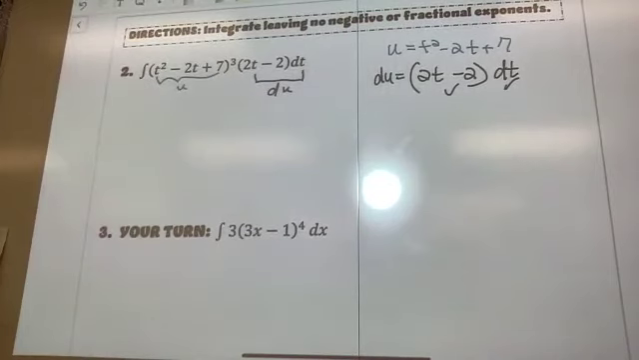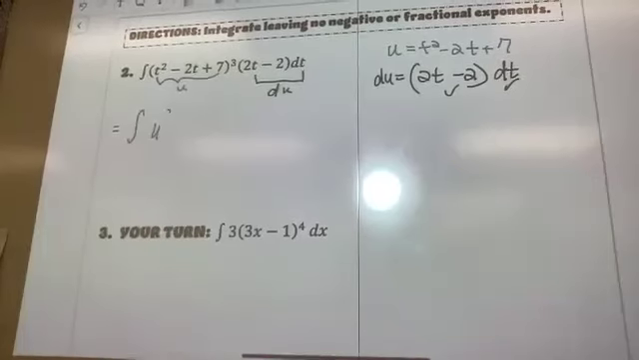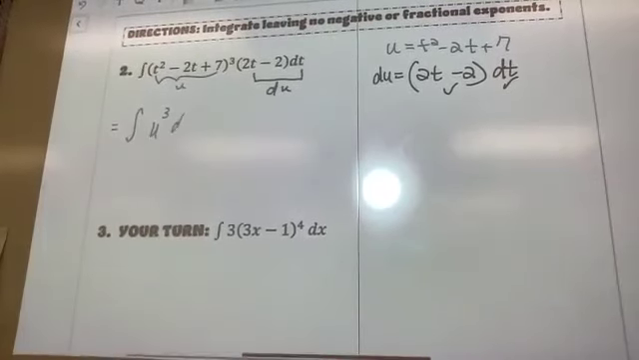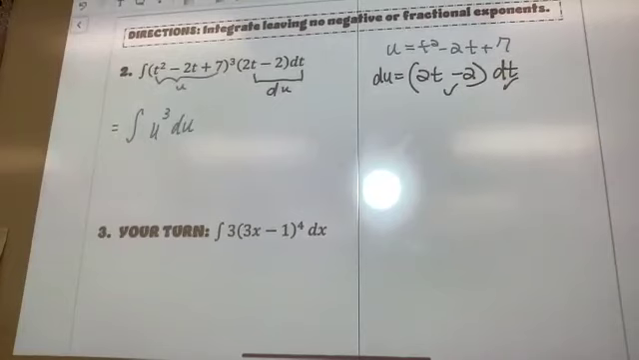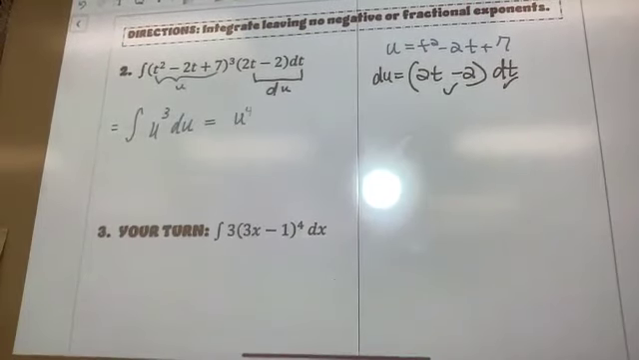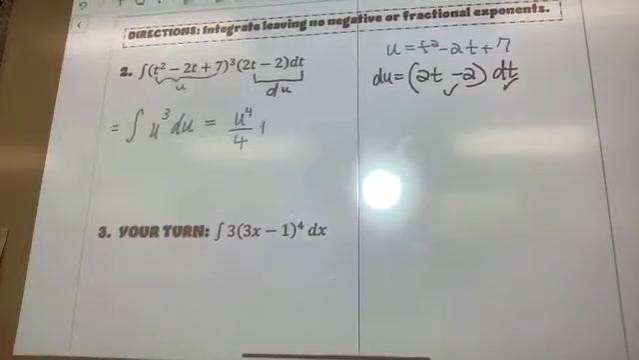I'm going to rewrite my integral. This equals the integral of u cubed. All the rest of that is du. u cubed du. Does that make sense? Are there any questions yet? Okay, so we integrate. The integration is u to the 4th over 4 plus c.